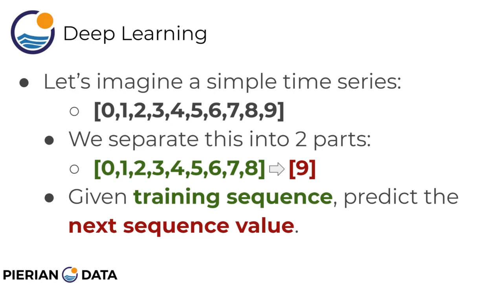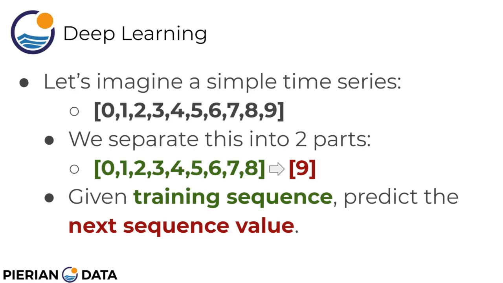Let's imagine we have a very simple time series, just the numbers 0, 1, 2, 3, all the way up to 9. What we want to do is create an actual data point that we can train on and then predict and compare our prediction to a label. So essentially we separate this out into two parts. Here we've separated out a training sequence shown in green for the numbers 0 through 8, and then we want to predict the next sequence value.